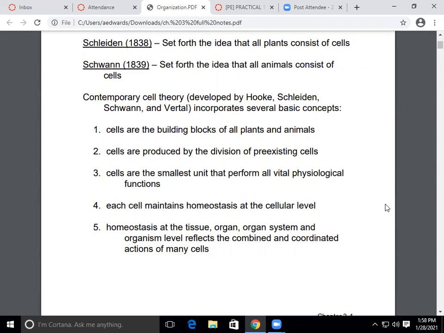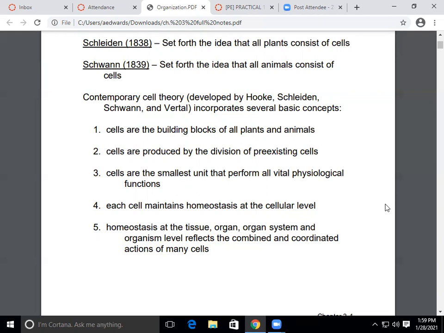Cells are the smallest unit that perform all vital physiological functions, right? So remember, it's our smallest unit of living organisms. Well, I shouldn't say of living organisms. It's the one where we say it's life. We'll say it that way. And each cell maintains homeostasis at the cellular level. Homeostasis is at the cellular level.